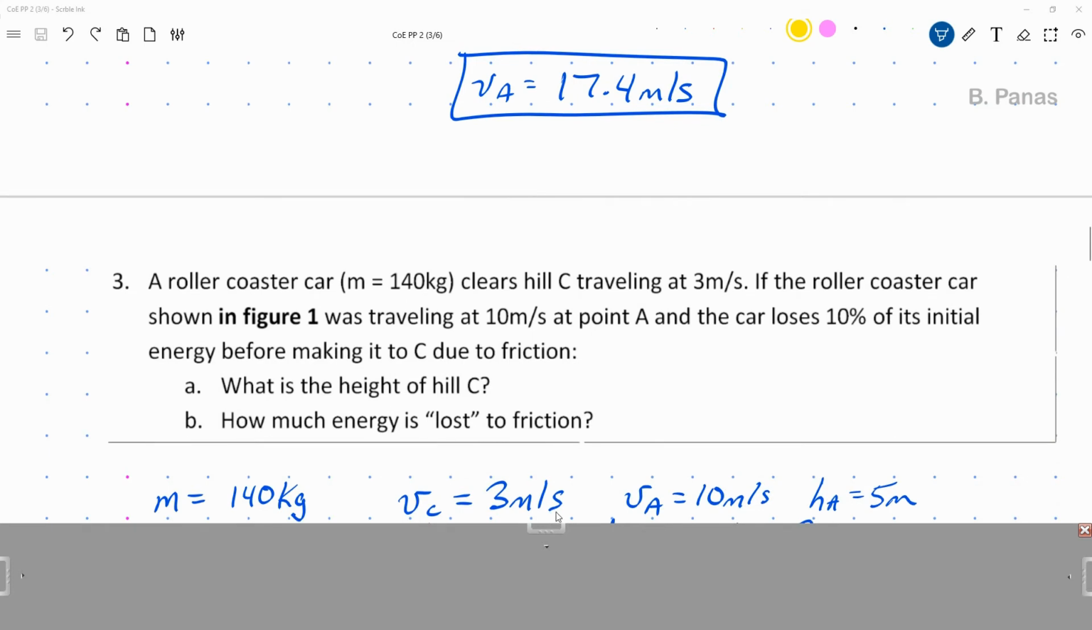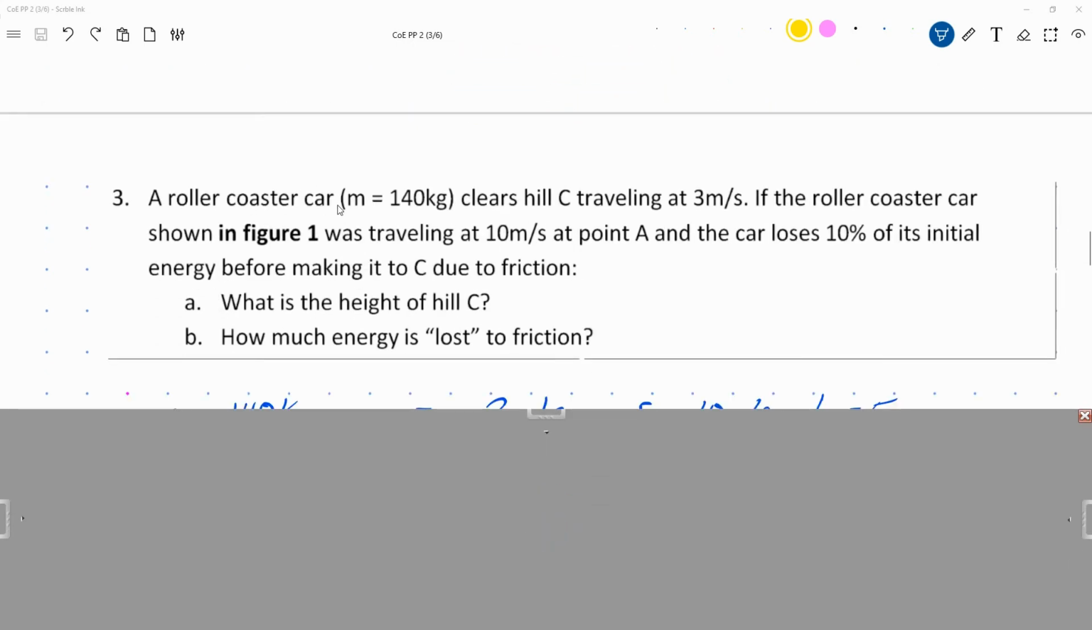Number 3. A roller coaster of given mass clears hill C, traveling at 3 meters per second. Okay, this one's a bit of a departure because we are told something very different here. If the roller coaster shown was traveling at 10 meters per second at the start, point A, and this is the new part, the car loses 10% of its initial energy before making it over to C. A is what's the height, and B, how much energy is lost to friction.